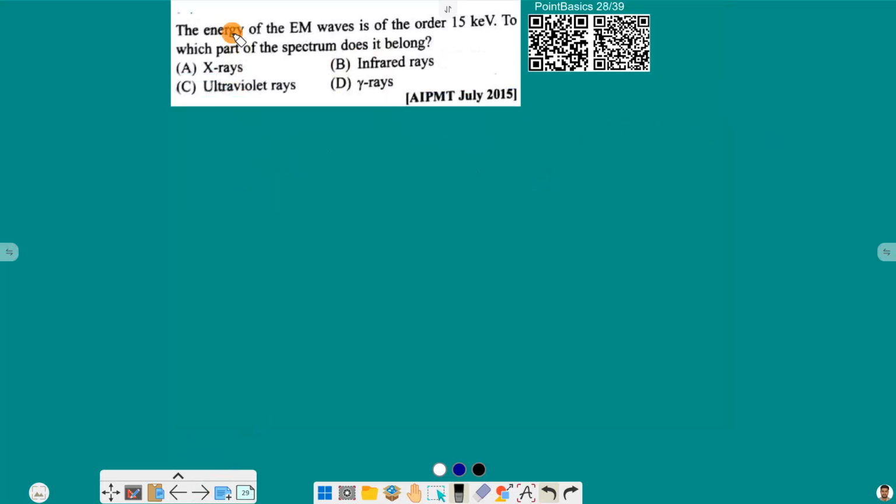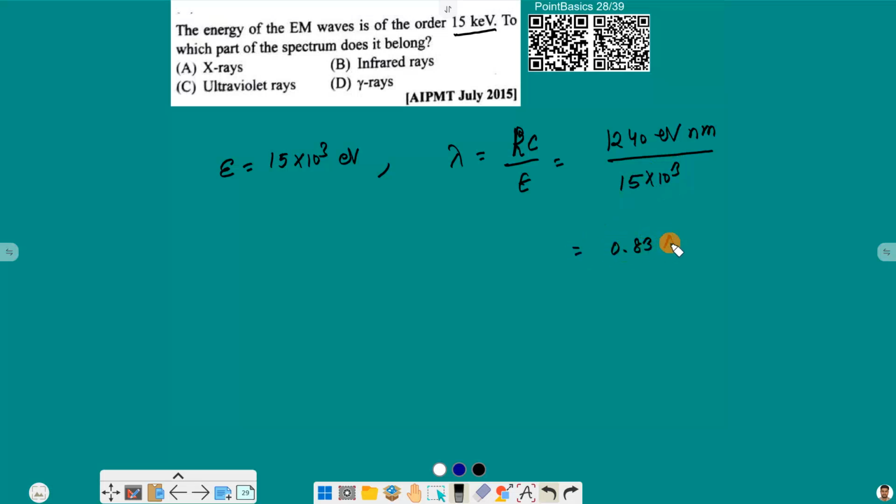In the next one, the energy of EM waves is of the order of 15 kilo electron volt. To which part of the spectrum does it belong? So here energy will be 15 into 10 raised to power 3 electron volt. From this we know that lambda can be found using hc by E, and hc is 1240 electron volt nanometer divided by E, that is 15 into 10 raised to power 3. Solving this we will get 0.83 angstrom, and this is in the X-ray region. So option A will be the right answer for this question.